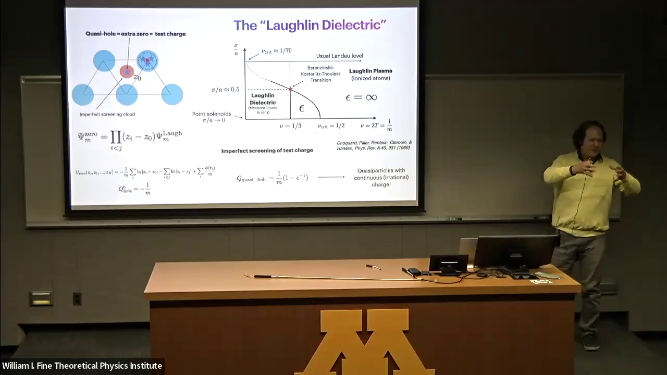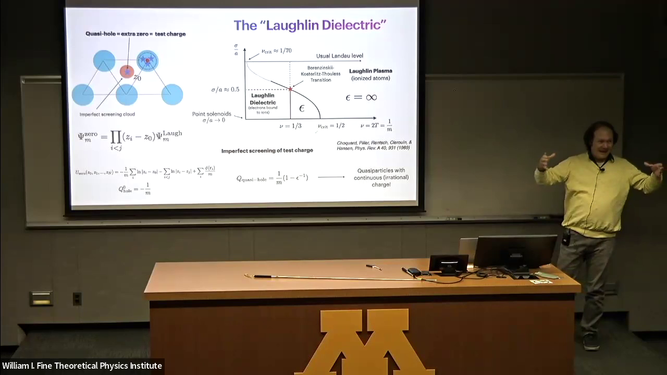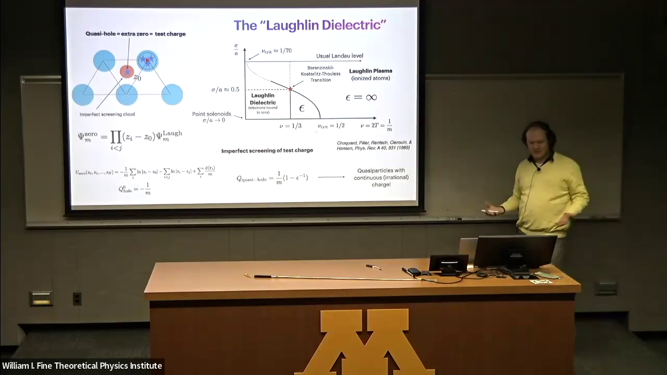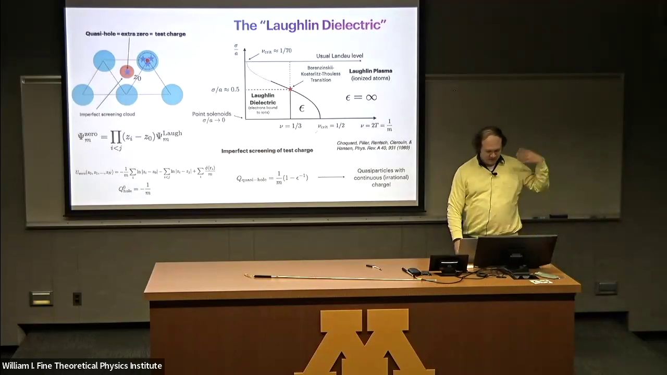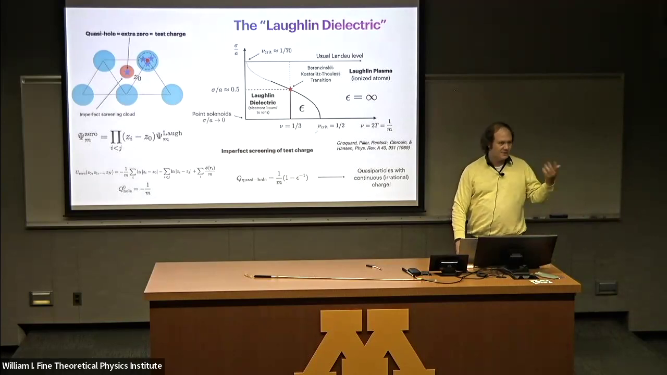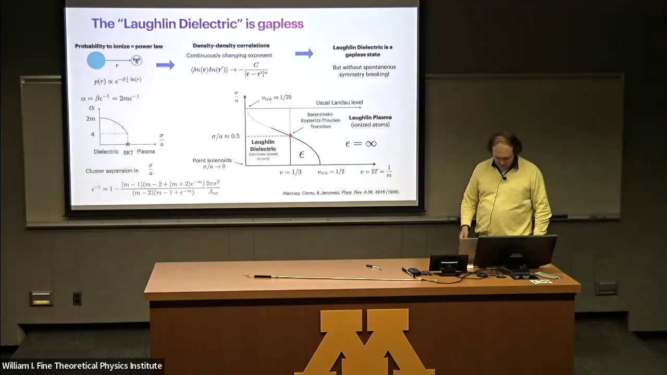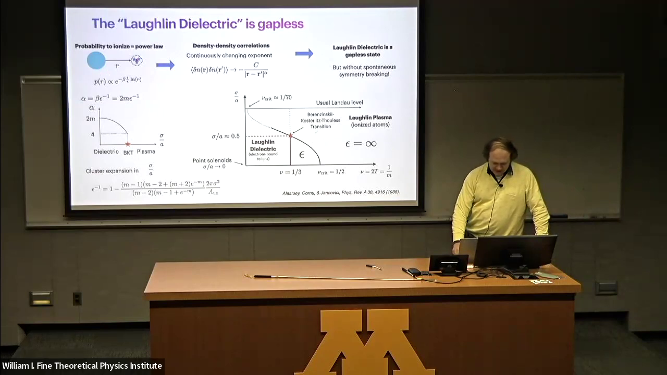So it's some function that changes continuously with the radius of the solenoid. So it's very strange. You should not have quasi-particles with continuous irrational charges in a gapped state of matter. You can compute correlation functions. Correlation functions decay like power laws. So all of this indicates that this state is not a gapped state of matter. It's a gapless state of matter with power law correlations.